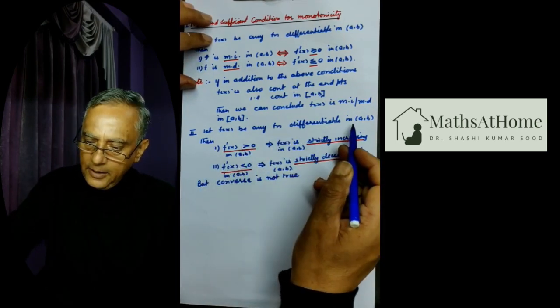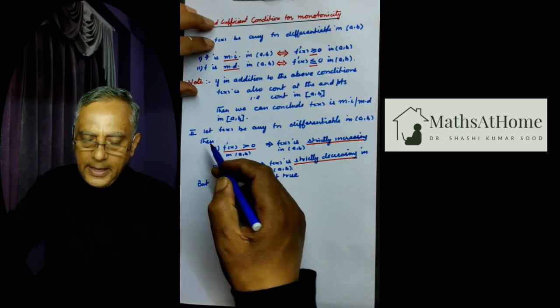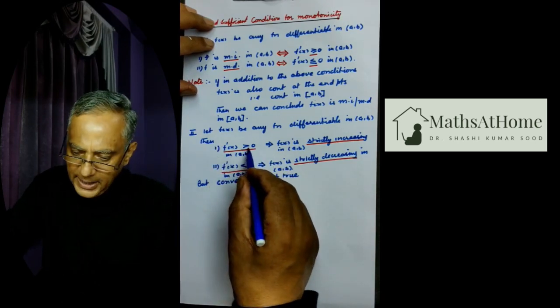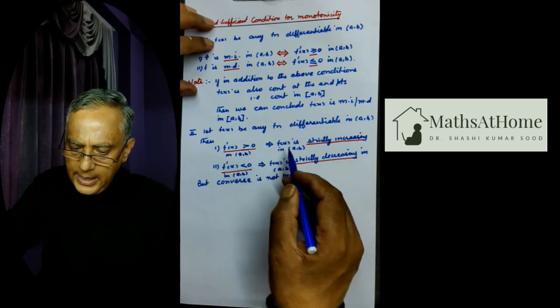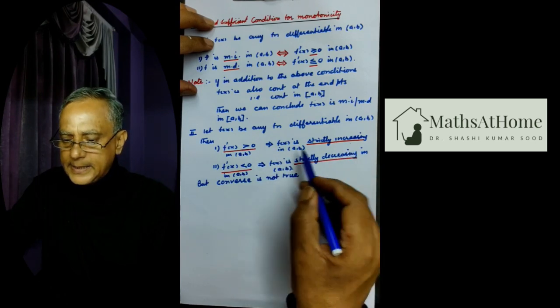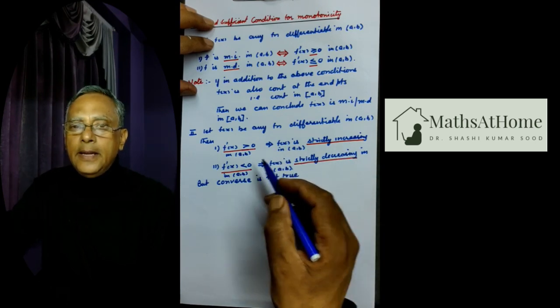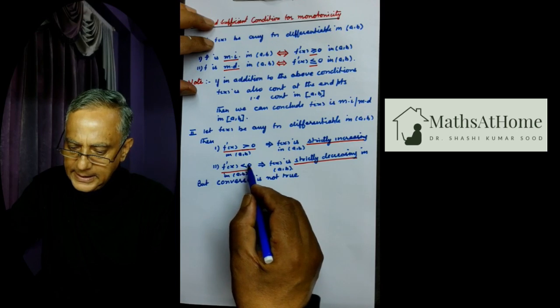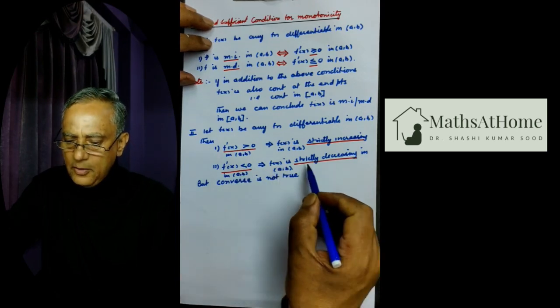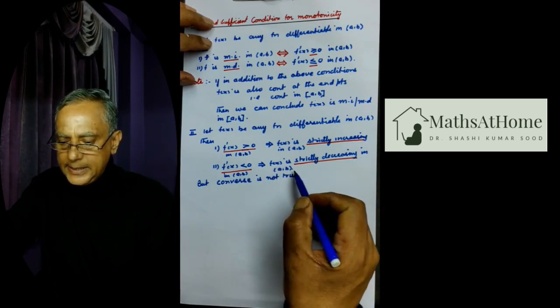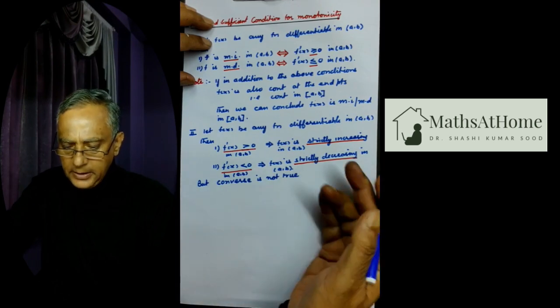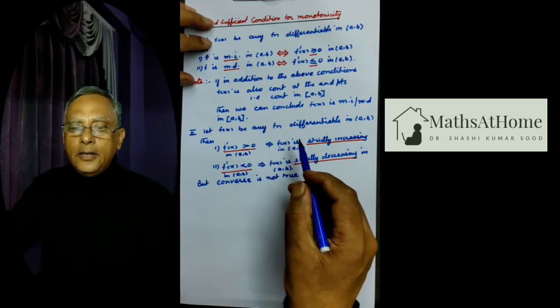Let f(x) be any function differentiable in (a, b). Then f'(x) greater than 0 in (a, b) implies f(x) is strictly increasing in (a, b). And f'(x) less than 0 in (a, b) will mean f(x) is strictly decreasing in (a, b). But the converse of this is not true.